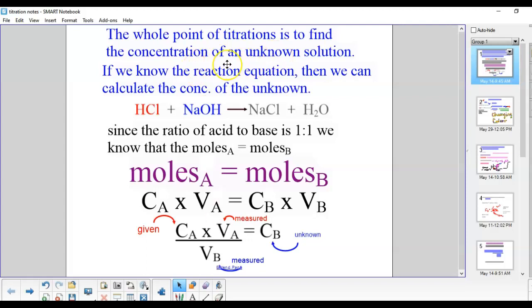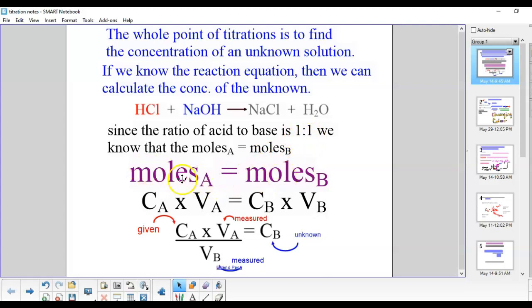So the whole point of titrations is that it allows us to find an unknown concentration of a different solution. If we know the reaction and we write out the equation, that gives us a ratio. Now a lot of the times we're going to have one-to-one ratios. Notice I have my acid in red, my base in blue, and I've written the products here in gray because they're neutral. Now the coefficients are a 1 here and a 1 here, so we have a one-to-one ratio. That tells us the moles of acid equal moles of base. Now this is only true when we have a one-to-one ratio.